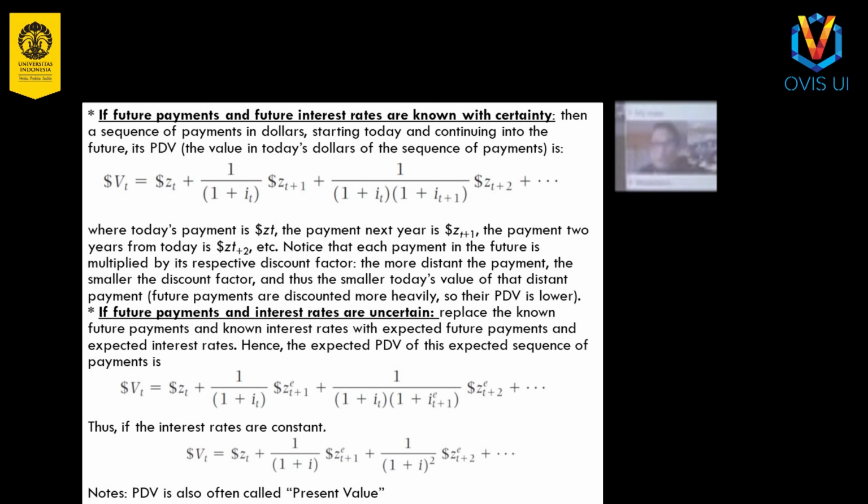Now there are two cases or two scenarios. The first scenario is that you know exactly what will be the interest rate in the future, let's say in the second year, or the third year, or the fourth year, and so on. You know exactly. As well, you also know exactly the amount of the payment that you will receive in the future. So how much you will get next year, how much you will get 2 years from now, and so forth. Okay?